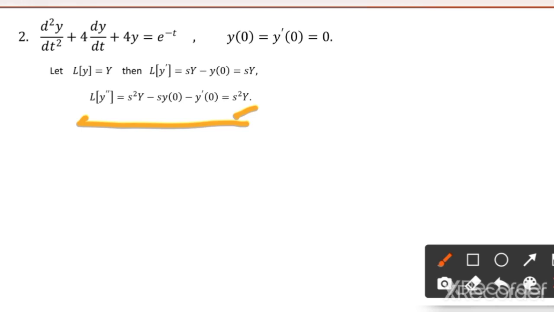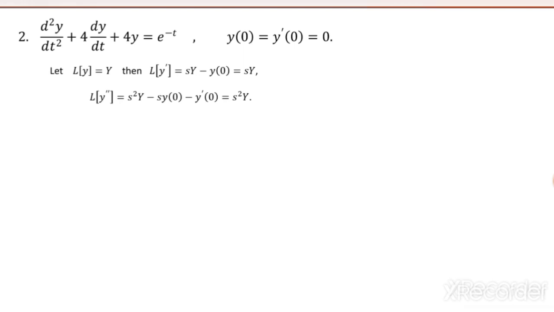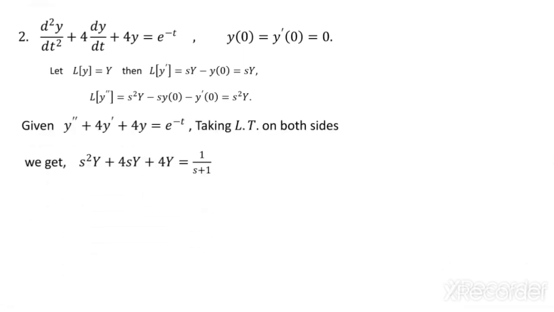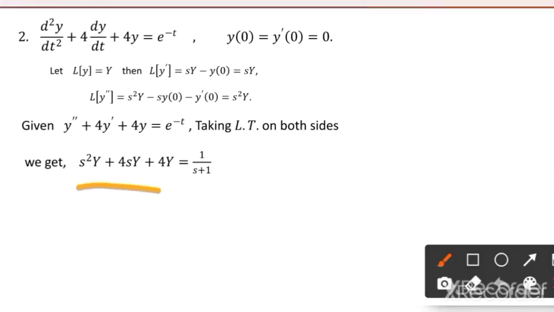So substitute the given equation y double dash plus 4y dash plus 4y equal to e power minus t. Taking Laplace transform on both sides gives s square Y. I have just substituted directly, that's why s square Y plus 4sY plus 4Y is equal to the Laplace transform of e power minus t, that is 1 over s minus of minus 1. A is here minus 1, so s plus 1.